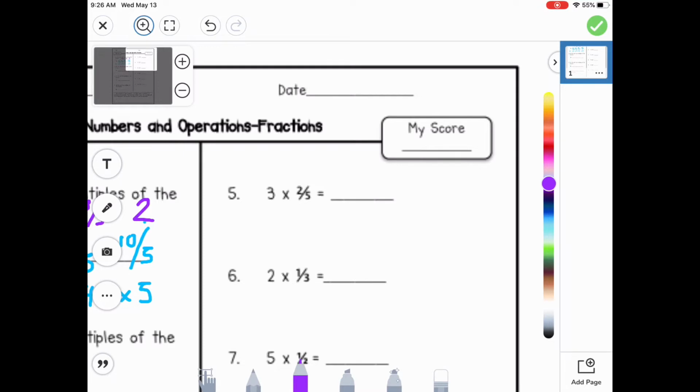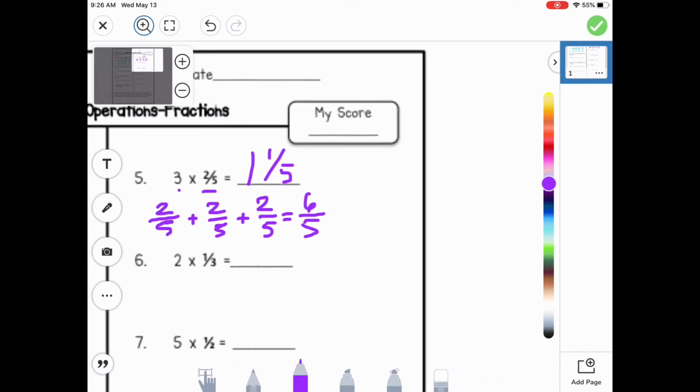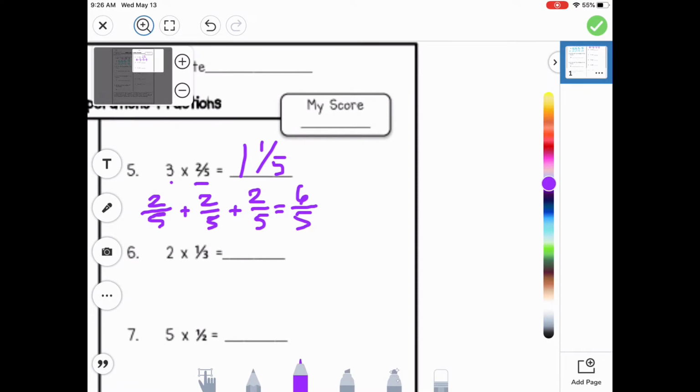Last week, the strategy that we were using is we were repeatedly adding our fraction the number of times that our whole number told us. So we would have gone 2/5 plus 2/5 plus 2/5, and we would have gotten the answer of 6/5 or 1 whole and 1/5. If you'd like to stick with that strategy, that is perfectly fine. That strategy works really well every time that you use it.